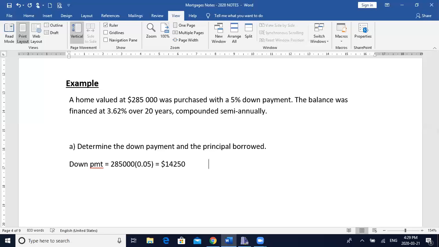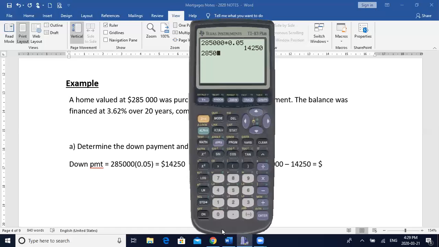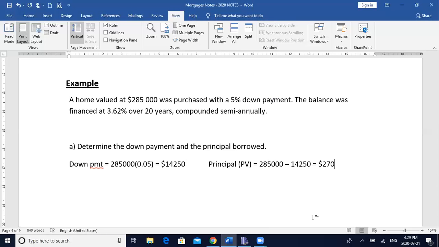The principal that we borrow, or the present value of our mortgage, will be the home value of $285,000, and we'll subtract the down payment, $14,250. 285,000 minus 14,250, and we get $270,750. So that's important to note, that is the present value of the mortgage.